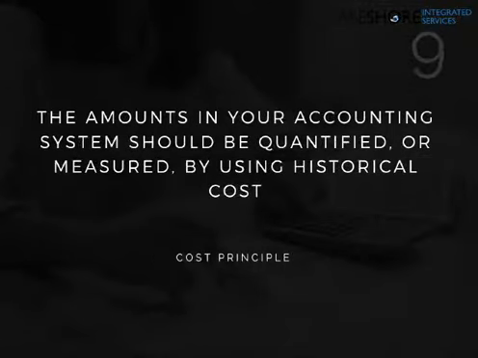Number nine, the amounts in your accounting system should be quantified or measured by using historical cost. If you bought a piece of property for 9 million naira last year, in your accounting record it should still read 9 million naira this year. That's basically what this accounting principle means. If it has increased in value or reduced in value, you shouldn't adjust it; you should use historical cost.